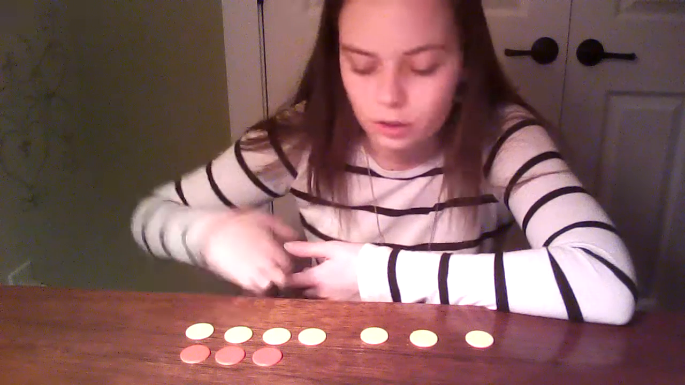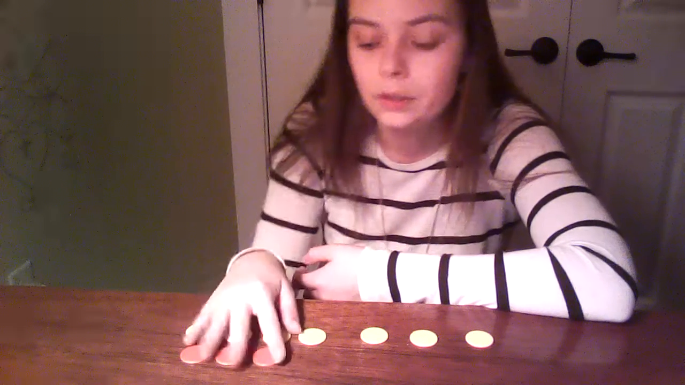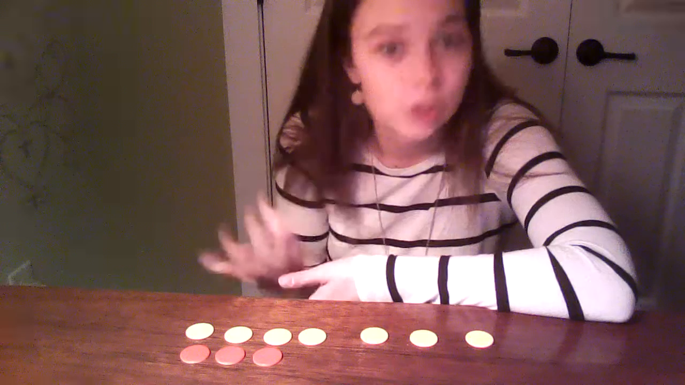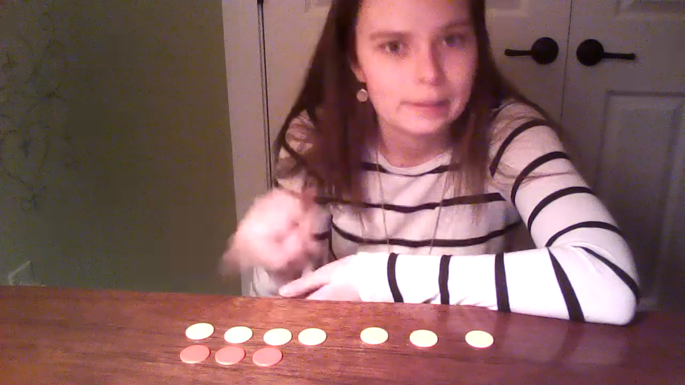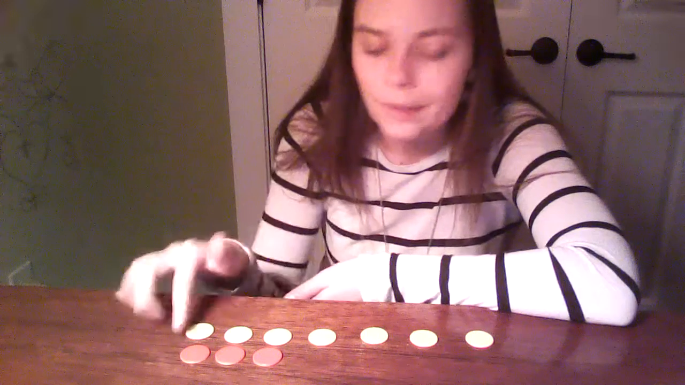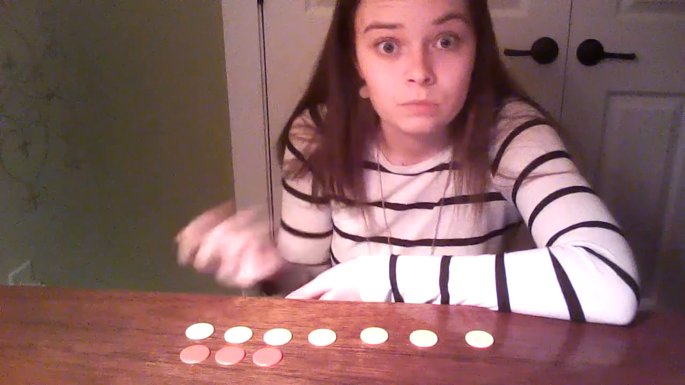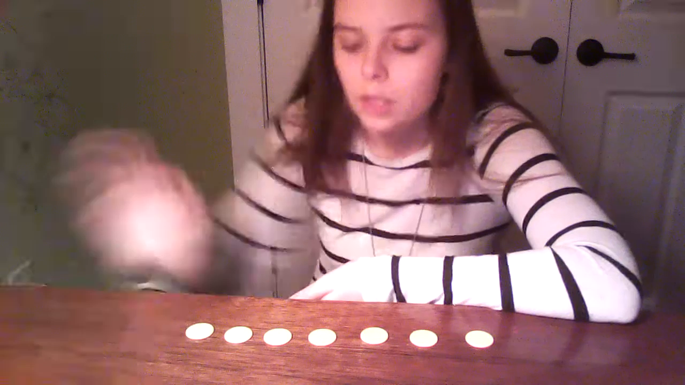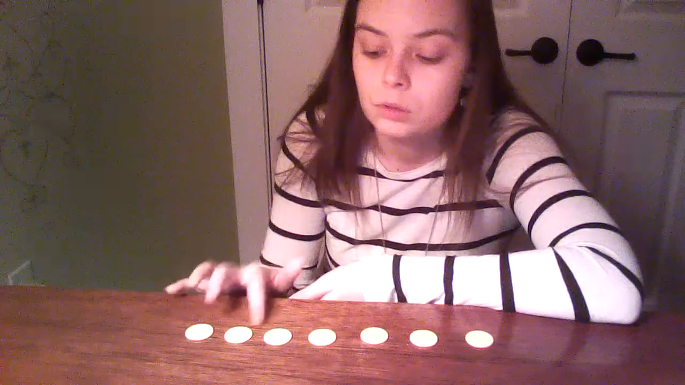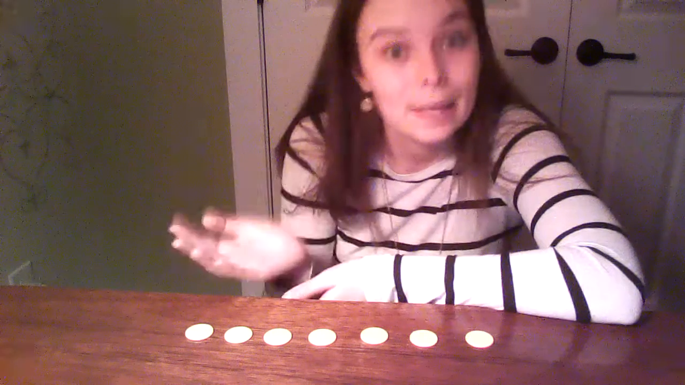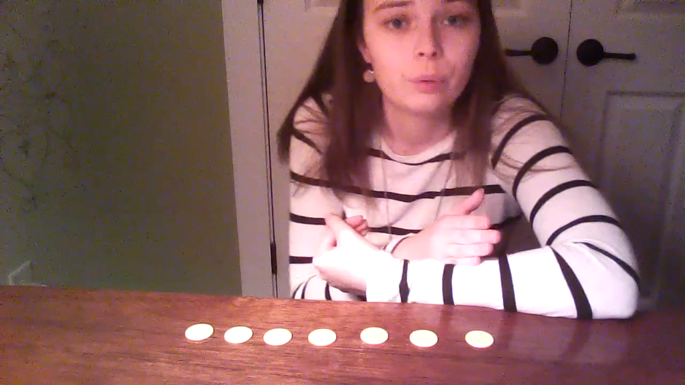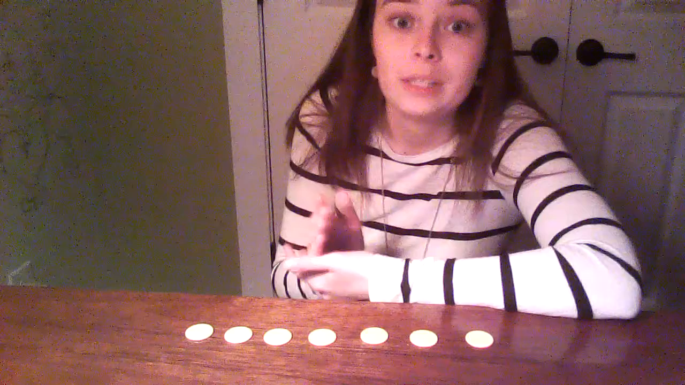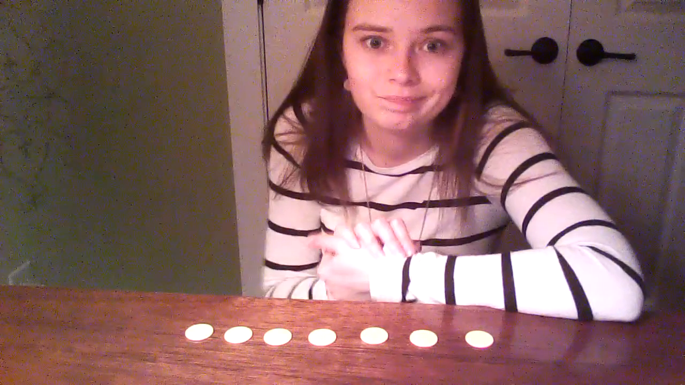Okay, so here are our zero pairs. Remember, these equal 0, so we're not changing the problem. We're just adding 0. Okay, so now that we have negative 3, we can subtract that negative 3. 1, 2, 3. No more negatives. And what we're left with is 1, 2, 3, 4, 5, 6, 7, positive 7. So 4 minus negative 3 is equal to positive 7. Good job, guys.